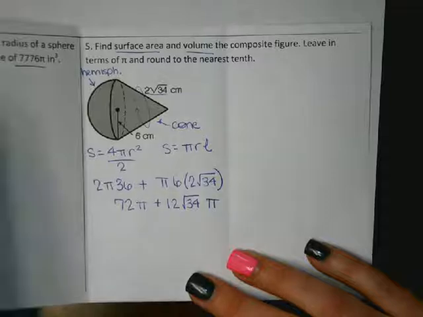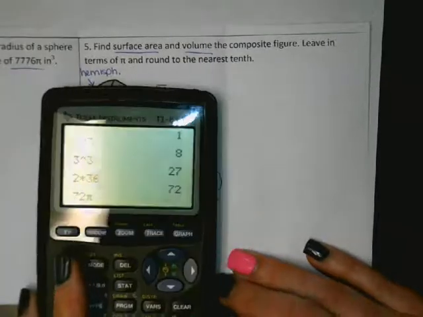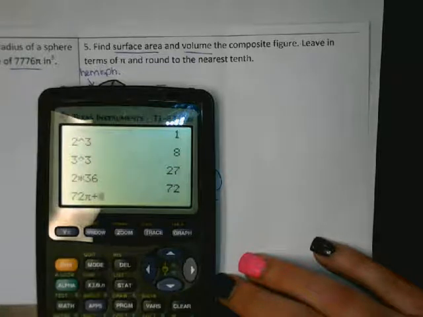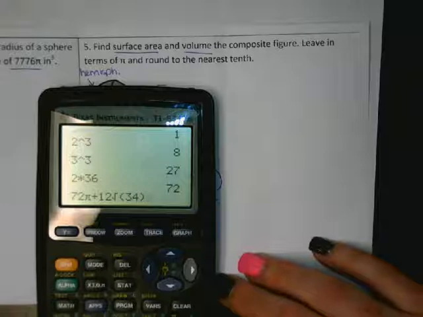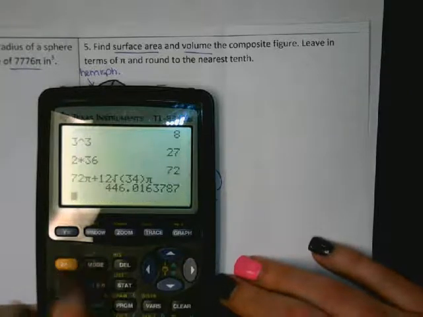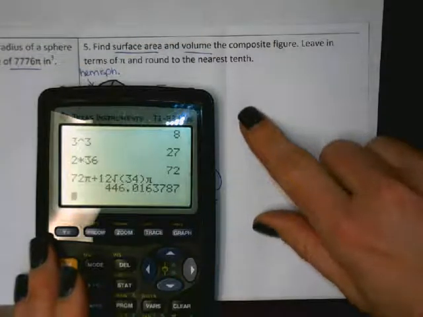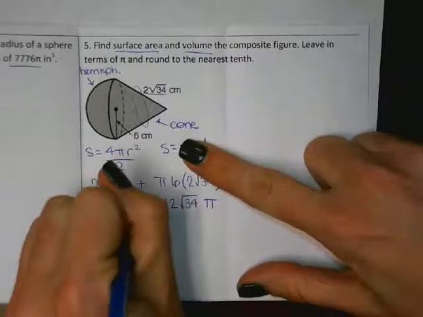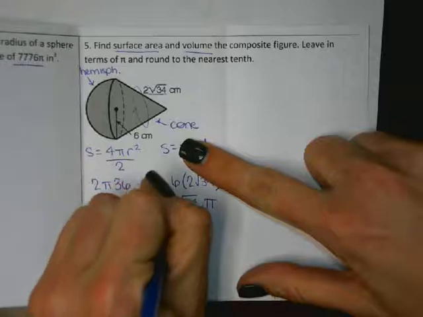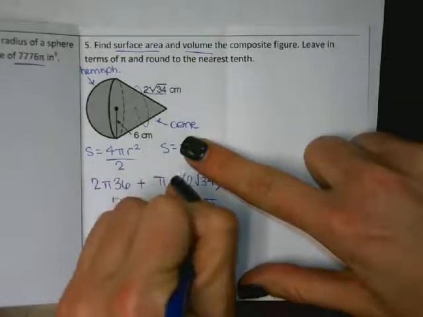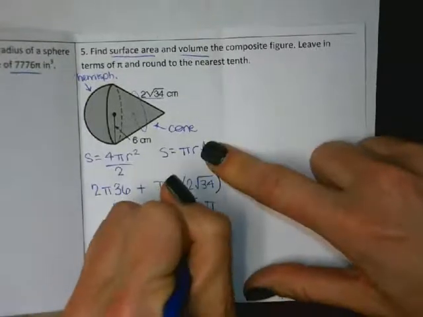But now I'm ready to get a rounded answer. So 72 pi plus, we said 12 radical 34 pi. And I should have 446 point, I said round to the 10th, so that should be it. Centimeters, and we're finding surface area, so squared.